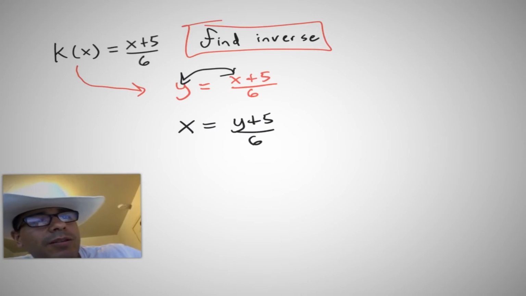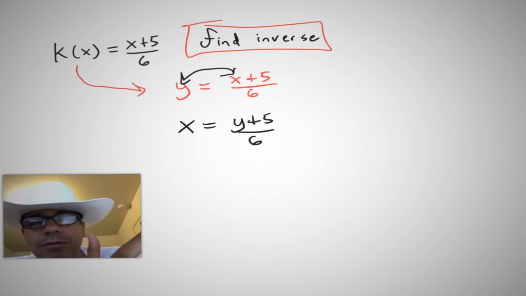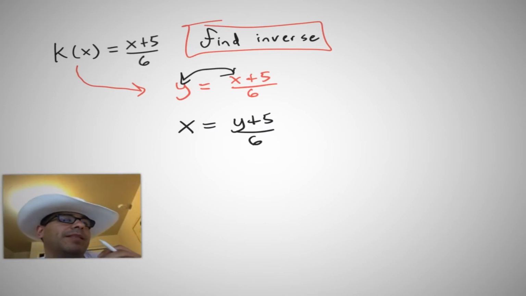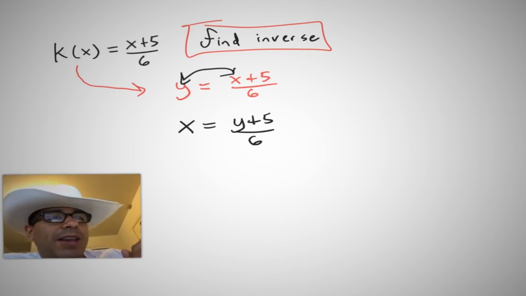And remember, you're writing down these steps. Because if you just copy down what I have here, those aren't notes. Those aren't helpful. It's like a math journal. You write down what we're doing, and make sure you understand why. So now we have x equals y plus 5 over 6.